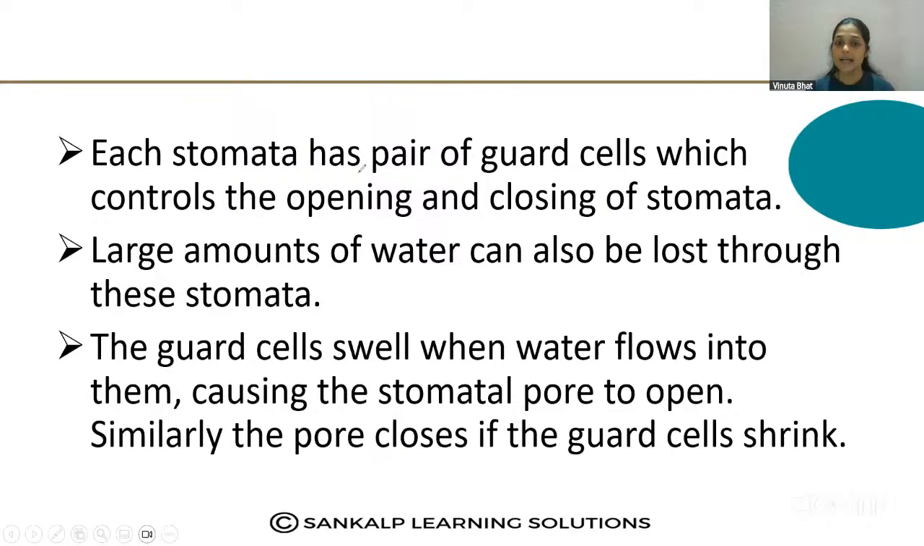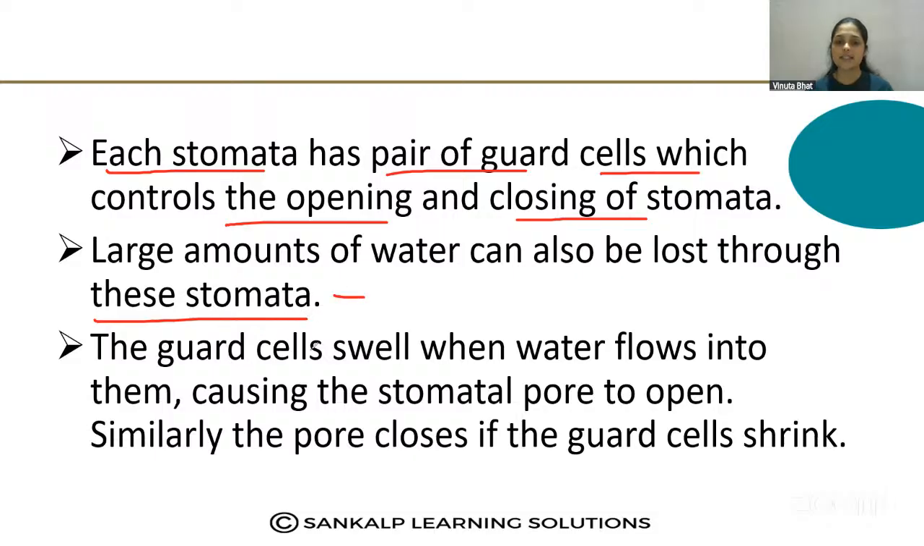Then, each stomata has a pair of guard cells which controls the opening and closing of the stomata. So the shape of the guard cells is the bean shape. So these bean shaped guard cells work like this. Can you see here? Can you see this? So when they are closed, there is no exchange of gases. When they are open, the exchange of gases takes place like this. Large amounts of water can also be lost through these stomata. So that is called transpiration.